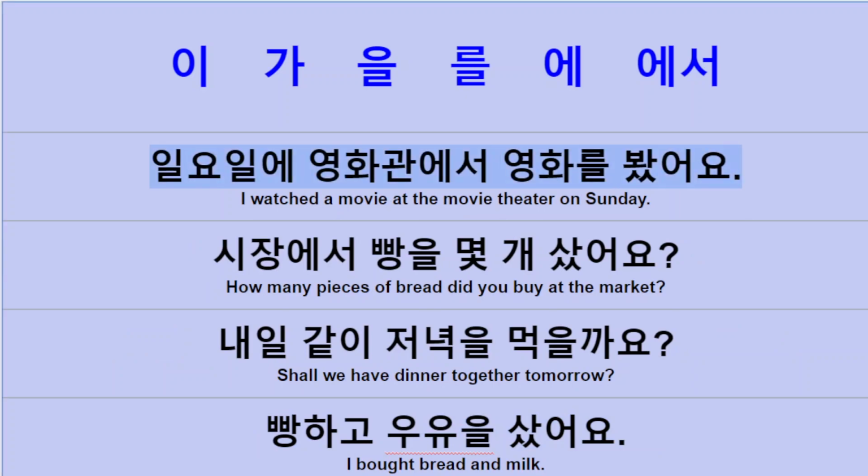일요일에 영화관에서 영화를 봤어요. 시장에서 빵을 몇 개 샀어요. 내일 같이 저녁을 먹을까요? 빵하고 우유를 샀어요.